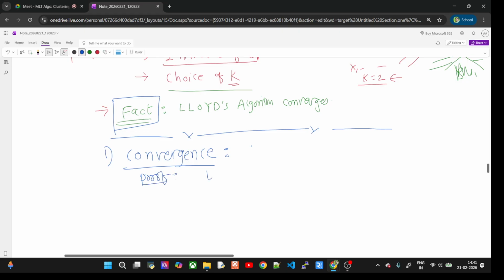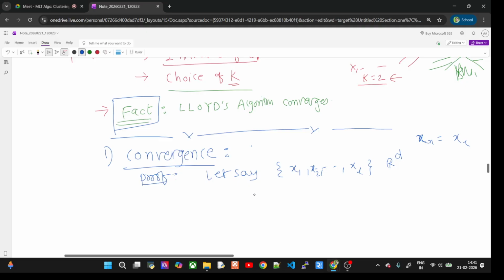Let's say we have points x1, x2, and so on till xl. Instead of xn I am saying xl. So l points, and they belong to Rd. It's not some fixed points, they are now random points.